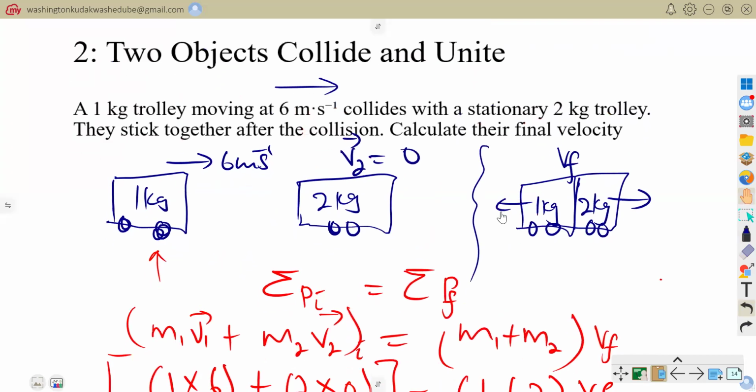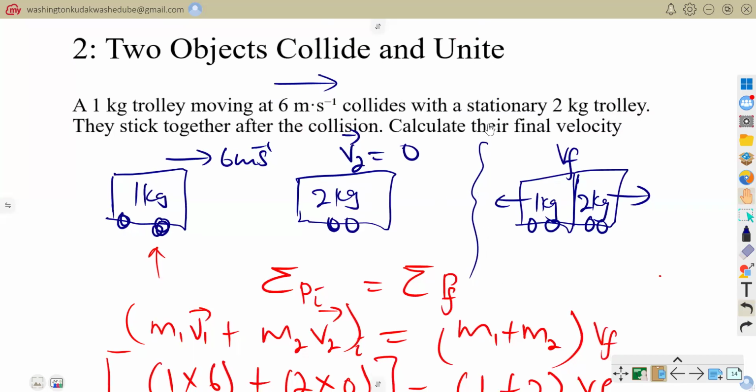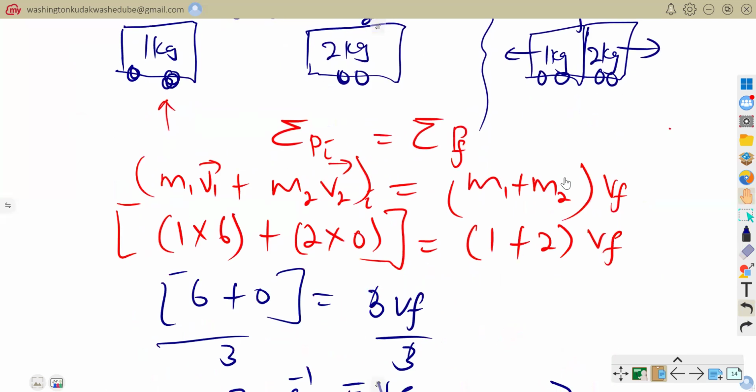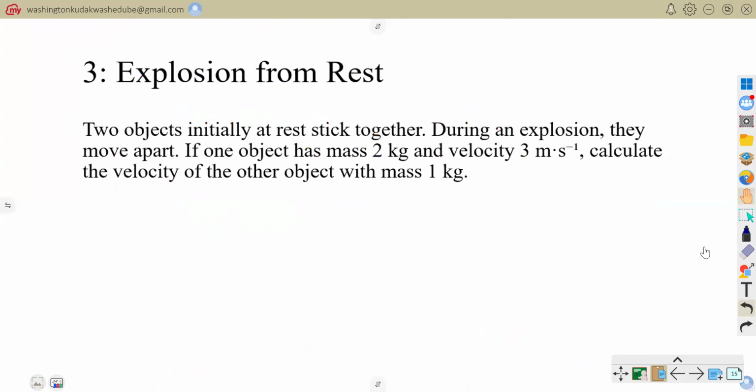So this is what we have done. These two objects collide whilst one was stationary, and then they start moving together, and this is how we find the final velocity. Now let's look at our third scenario. Now they're telling us that we might have an explosion which is starting from rest.